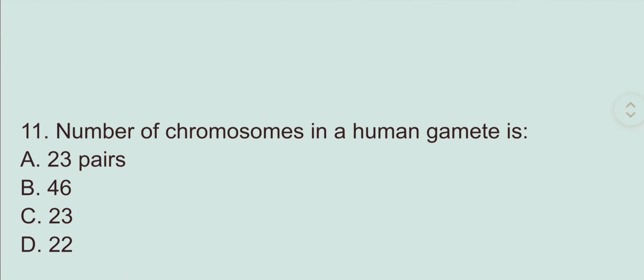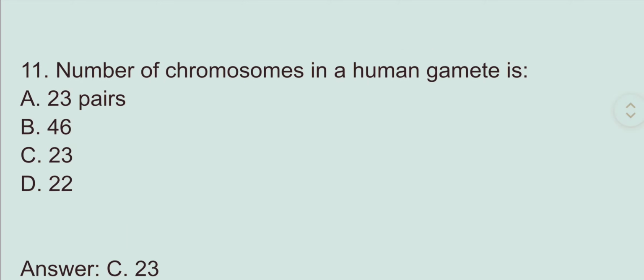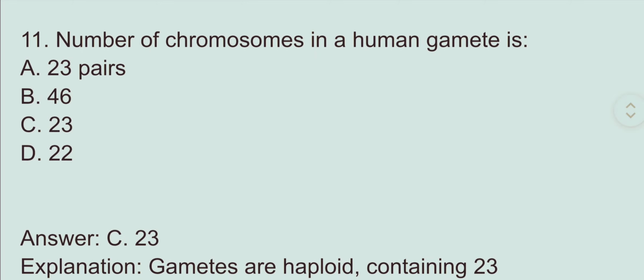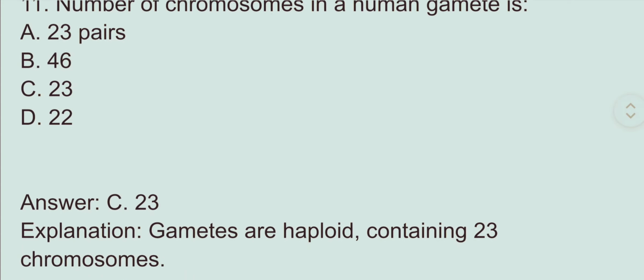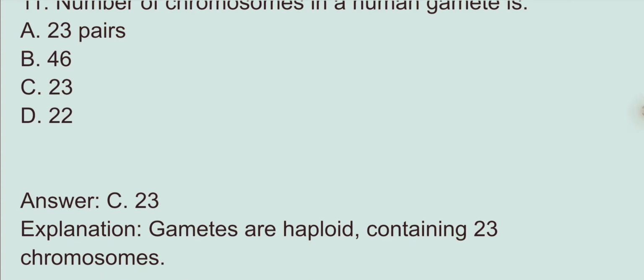Question number 11. Number of chromosomes in a human gamete is. The correct option is option C. 23. Gametes are haploid, so they contain 23 chromosomes.